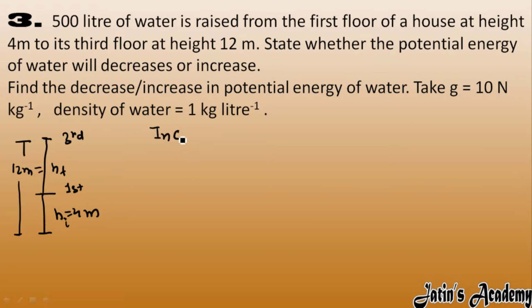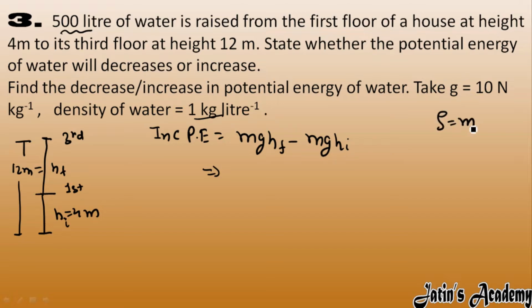How much this potential energy is increased, which is mg final height minus mg initial height. So mass is not given; here volume and density are given. We know that density is equal to mass per unit volume, so mass is equal to density into volume.